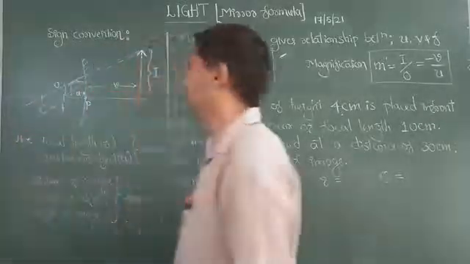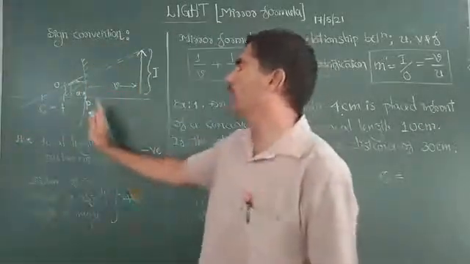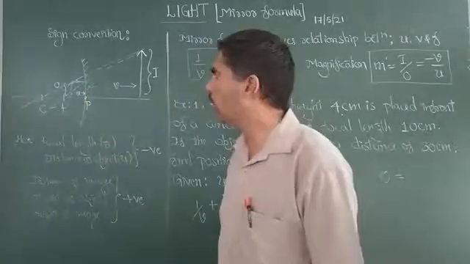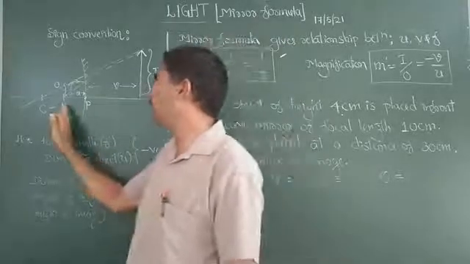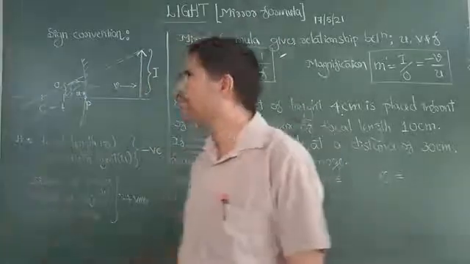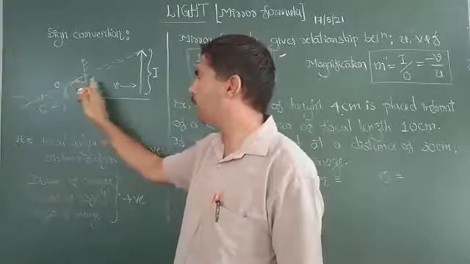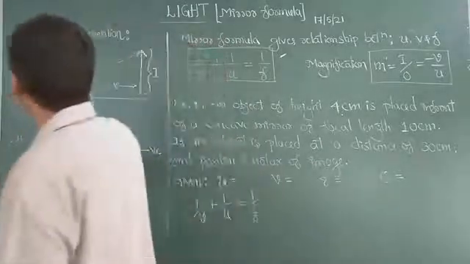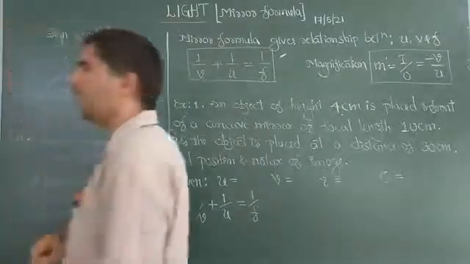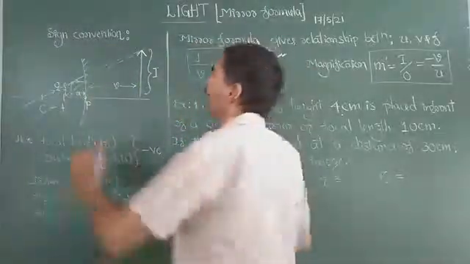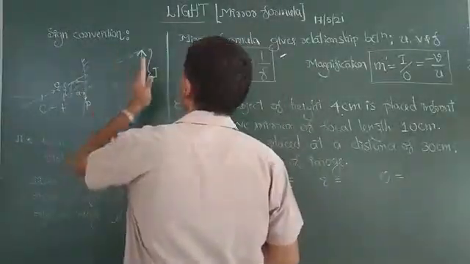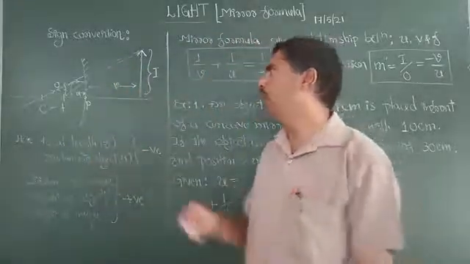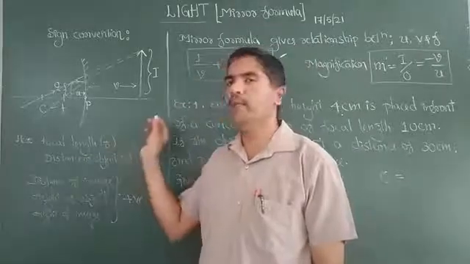Here is one particular position of the object. There is a concave mirror. The object is placed between the focus and pole of the concave mirror. A light ray parallel to the principal axis passes through the focus, and another light ray passing through the center of curvature will come back along the same path. These two rays do not meet there, they appear to meet on the other side of the mirror, and we get a virtual erect image behind the mirror.